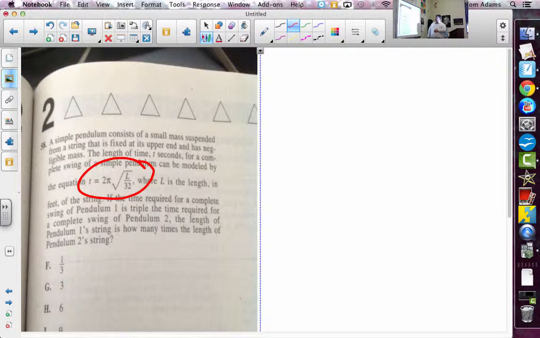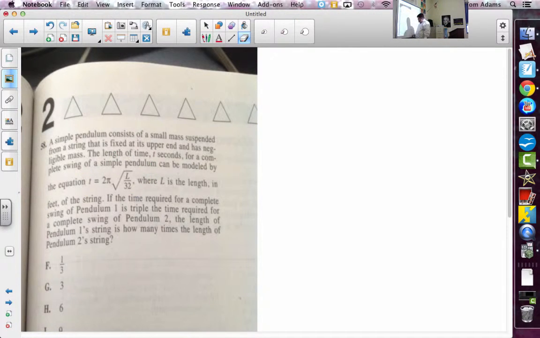If the time required to complete the swing of pendulum 1 is triple the time required to complete the swing of pendulum 2, the length L of the string is how many times the length of pendulum 2? Okay, so this is an interesting question because we have to leave it as a variable. We can't plug in a number.